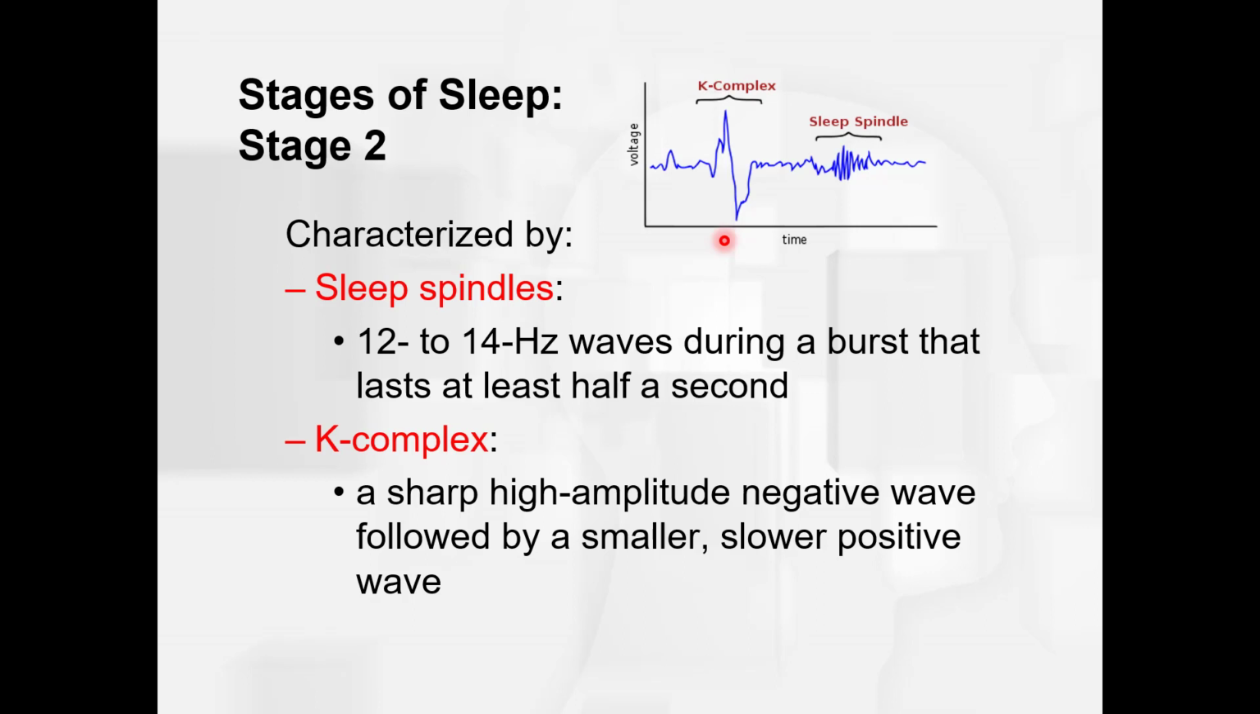Overall, your brain activity is continuing to decrease. Heart rate and temperature also decrease. And this is the light sleep. This is what we spend the majority of our night in, stage 2.